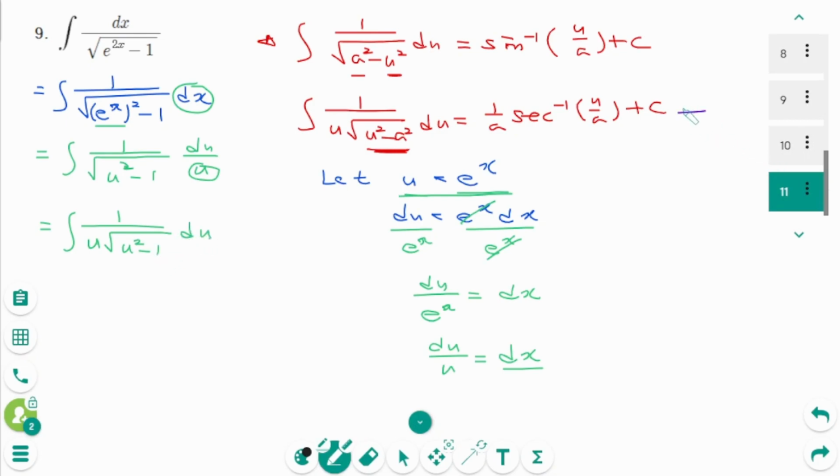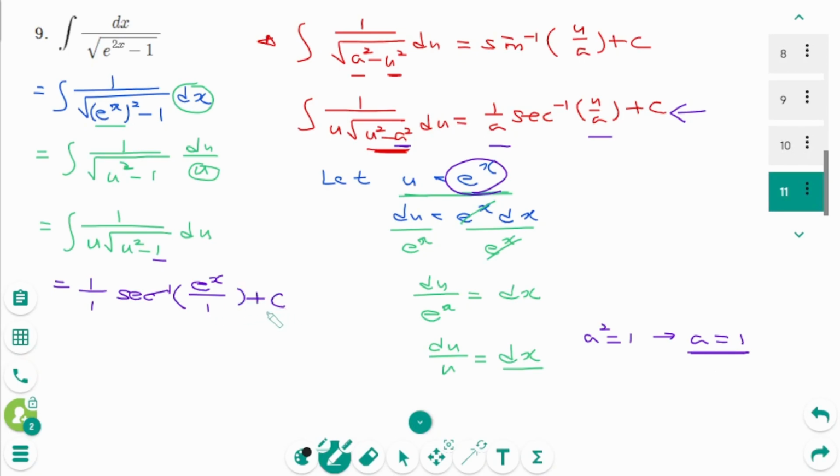Now use this formula. a squared equals 1. That means a equals 1. The answer is 1 over a. The 1 over a is 1. Arcsecant u over a, u is e to the power of x, over a is 1, plus c. The final answer is arcsecant e to the power of x plus c.